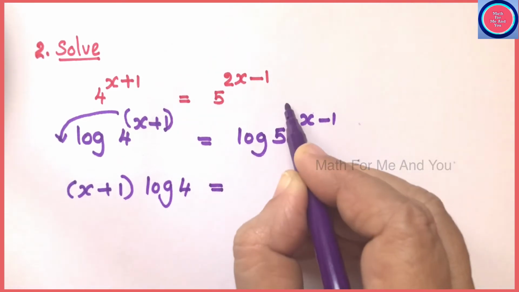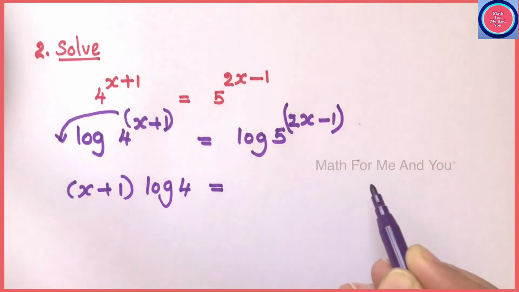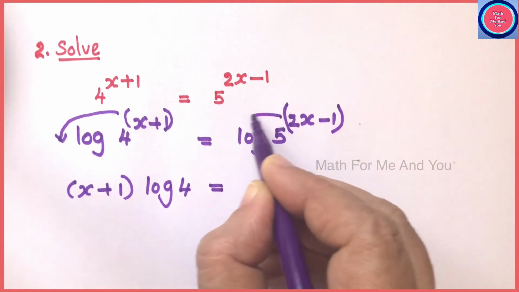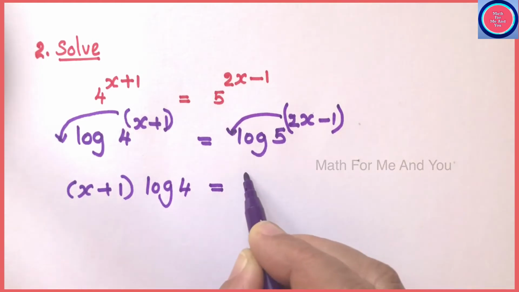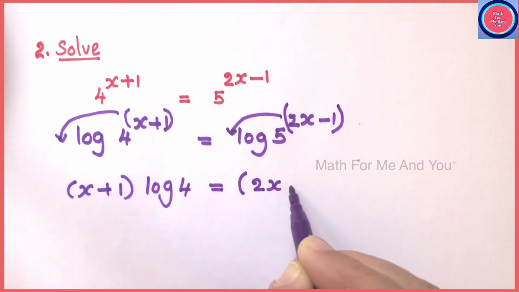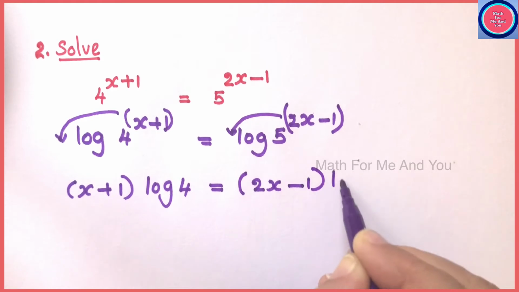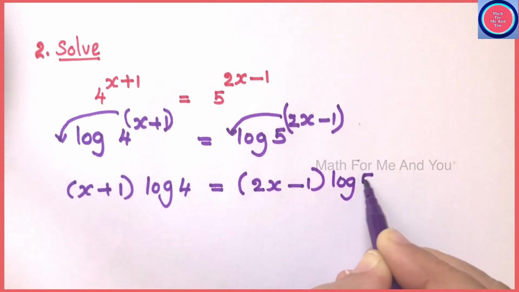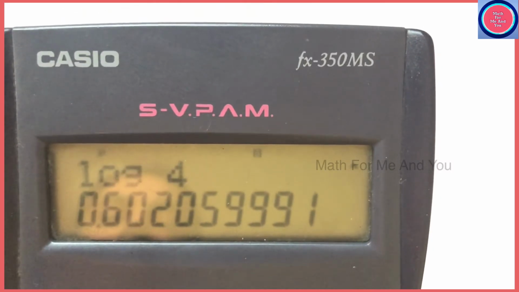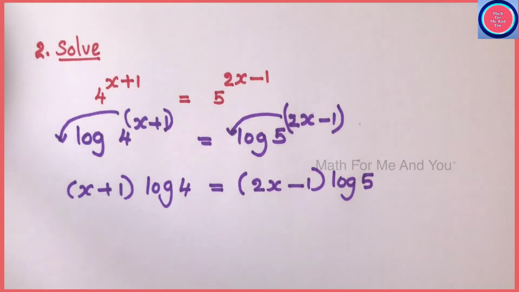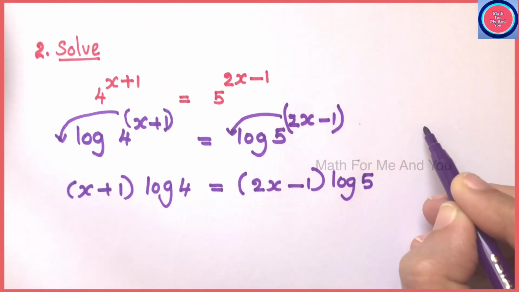Then times log 4. Same thing on the right side. We can move 2x minus 1 and write it as the coefficient: 2x minus 1 times log 5. Log 4 and log 5, we can find the value using a calculator.